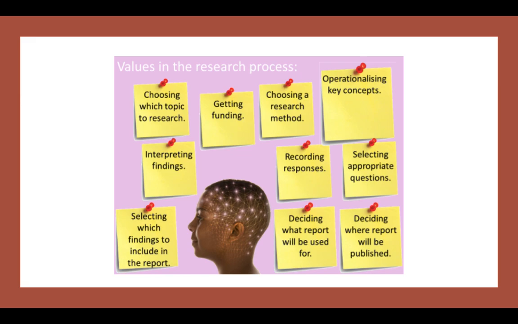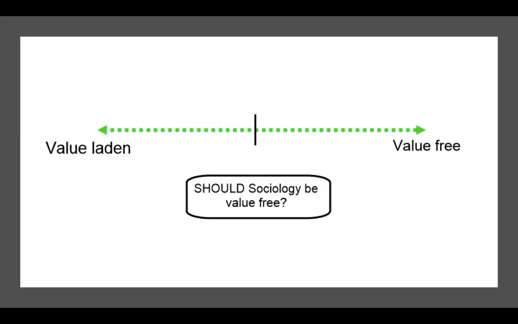Selecting appropriate questions. What hypothesis do you choose in the first place? What questions are you going to ask? Are you interested in ethnicity and education? Well, if you're interested in it, that is a value. Deciding where report will be published. So who do you send that report to? Which magazine are you going to publish it in? Which journal are you going to publish it in? Are you going to send it to the government? Are you going to send it to a charity? All of those are personal decisions based on values.